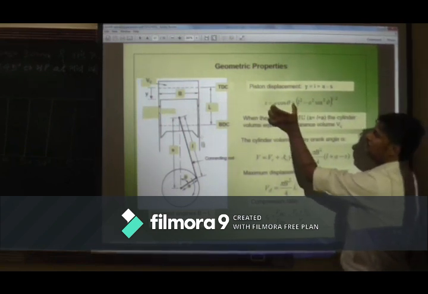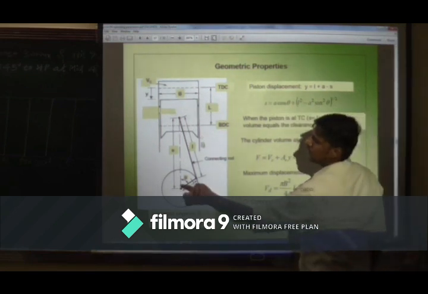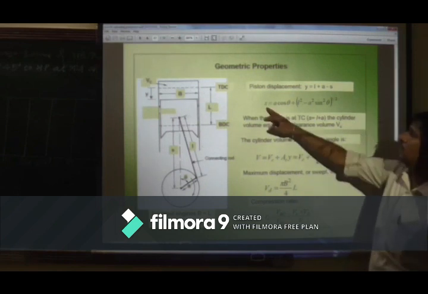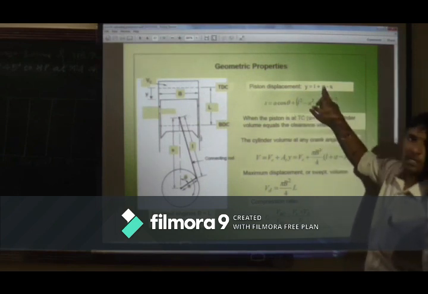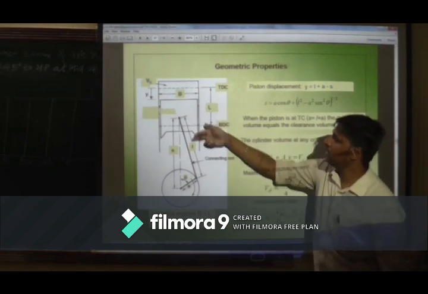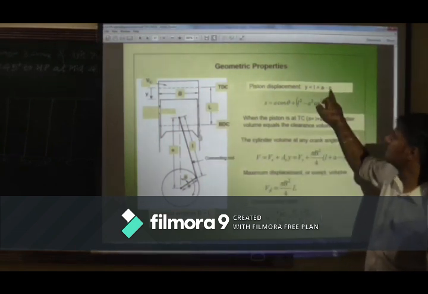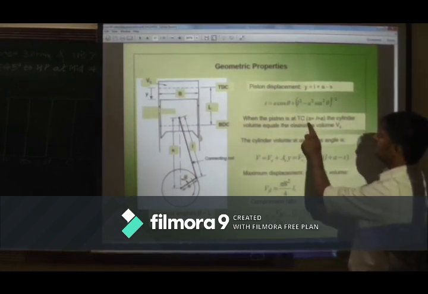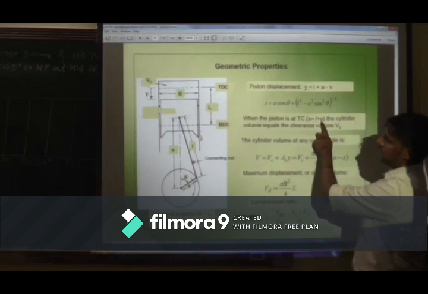So if we add both components, this plus this, that will be S, and that will be subtracted from L plus A, the crank length and connecting rod length. When the piston is at TDC, S is equal to L plus A.